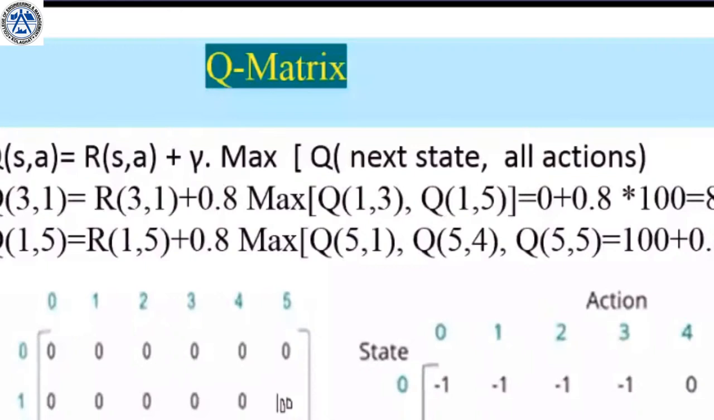So in this way, once we calculate Q 1, 5, this is R 1, 5 and 0.8, then Q of 51, 54, and 55. So Q of 51, 54, 55, all are 0. But you see, this is 100. We have already calculated, so the agent has already updated this.